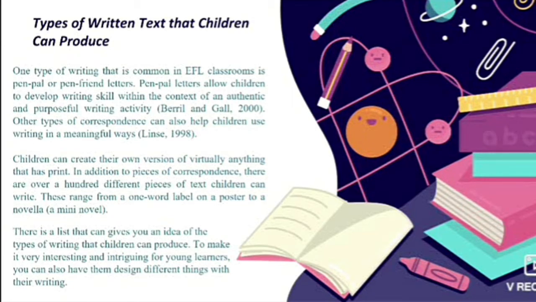Children can create their own version of virtually anything that has print. In addition to pieces of correspondence, there are over 100 different pieces of text children can write. This ranges from a one-word label on a poster to a novella or mini-novel. There is a list that can give you an idea of the types of writing that children can produce.